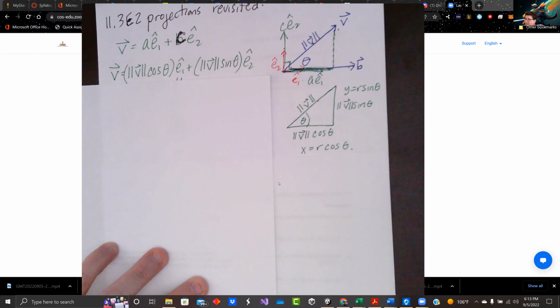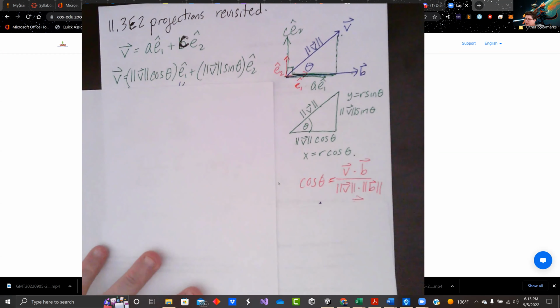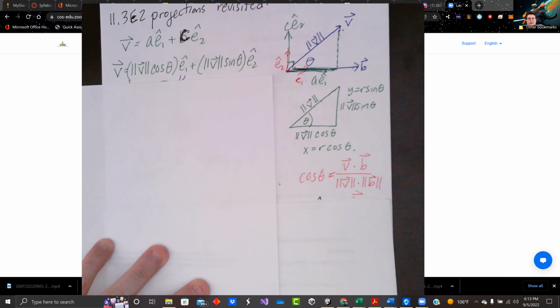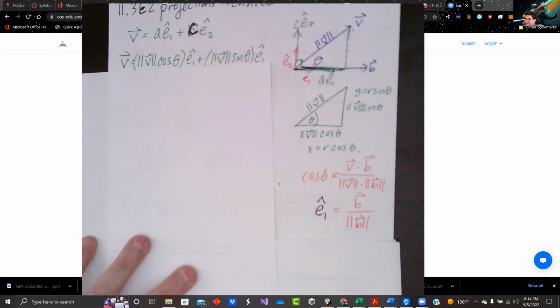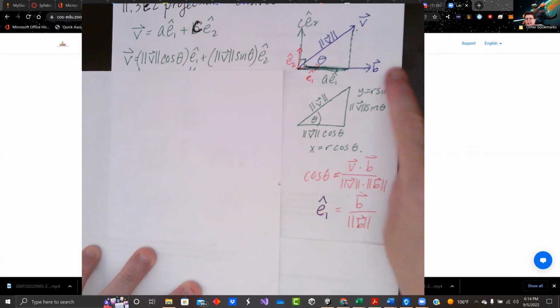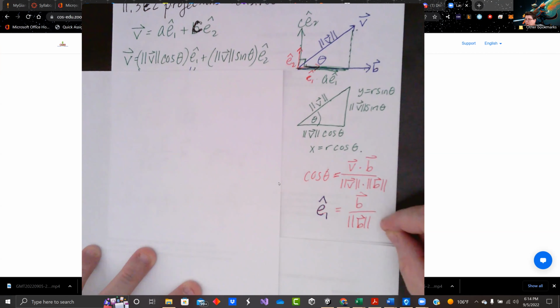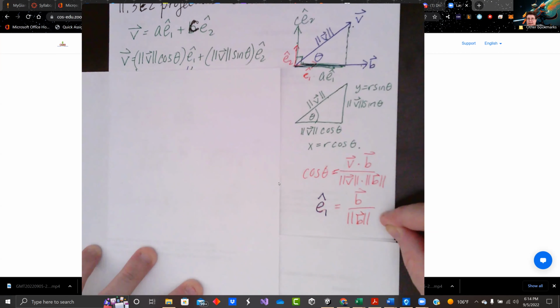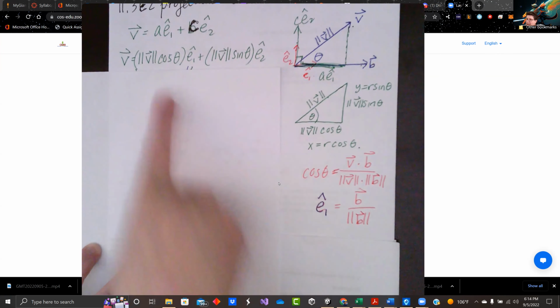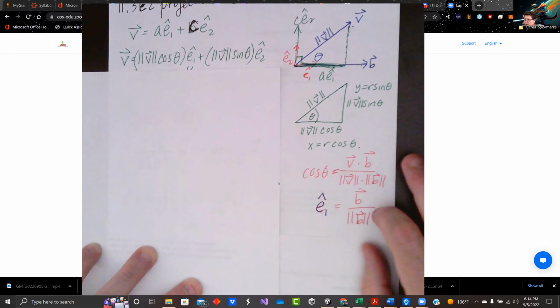Okay, so where do we go from here? Well, recall cosine theta is V dotted with B over the magnitude of V and magnitude of B. And also recall that B divided by its magnitude will give us a unit vector in the direction of B, which is E1. So let's plug these into the left side. Cosine theta I'll do in red, E1 I'll do in blue.